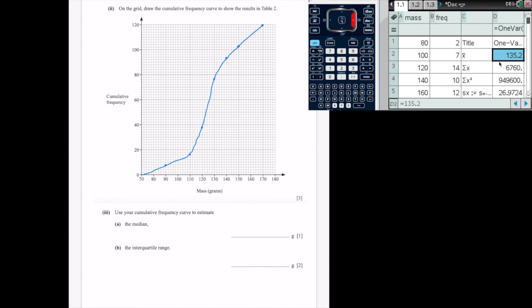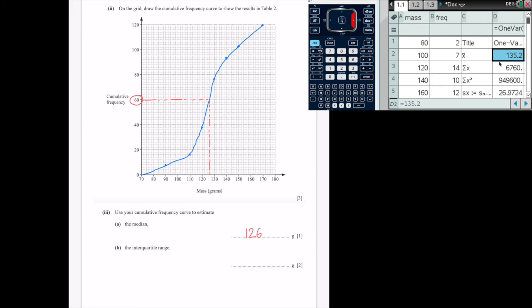And then we're going to use the cumulative frequency to estimate the median and the interquartile range. So the median is the middle value. So if I've got 120 in total, half of that is going to be 60. So I'm going to use that, and I'm estimating that there is about 126 for my median. And in fact, you could have got any answer between 124 and 127.